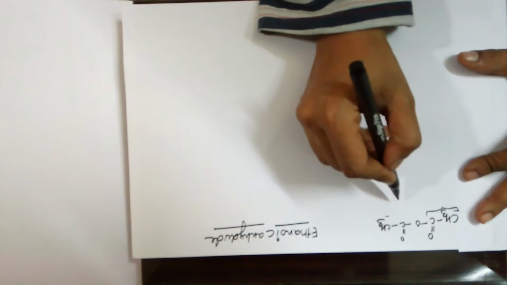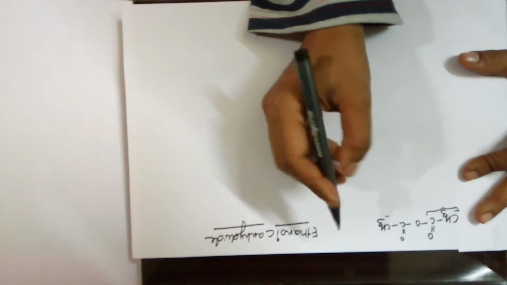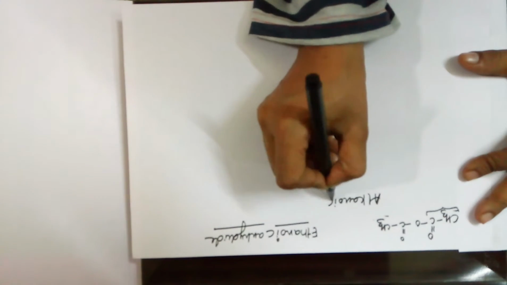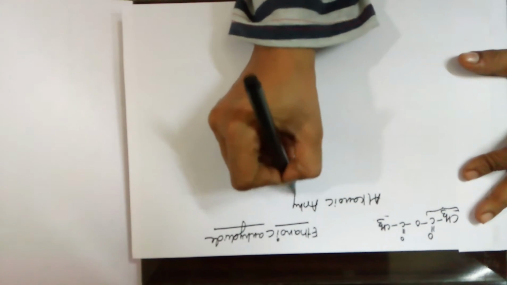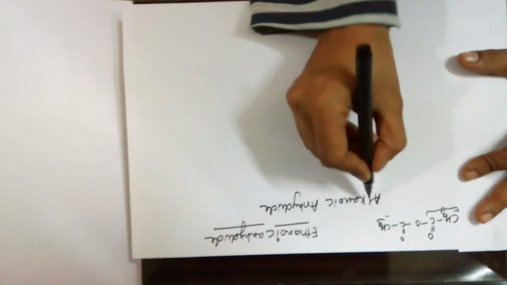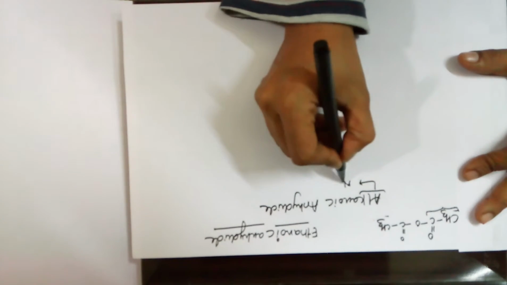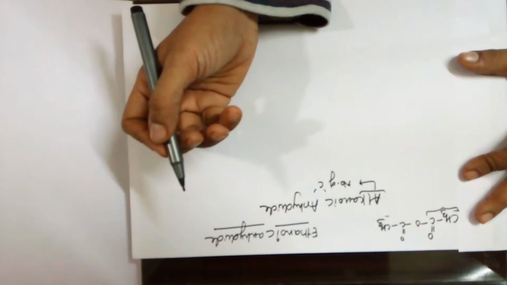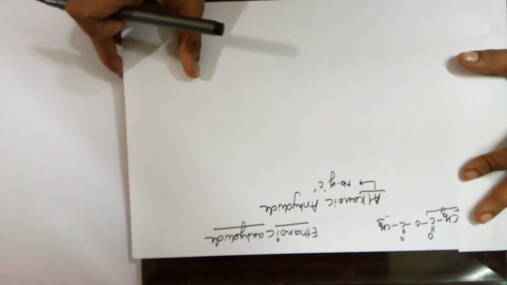The common IUPAC nomenclature of an acid anhydride is alkanoic anhydride, where alkanoic depends on the number of carbons on both the sides of the oxygen, which is centrally placed in case of the acid anhydride group.